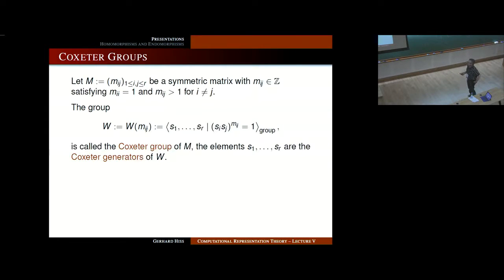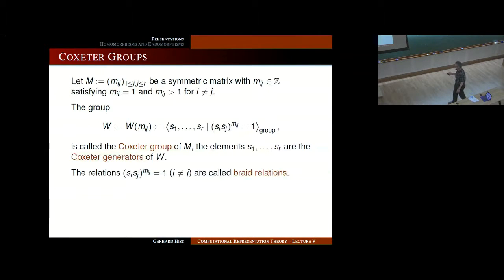Okay, anyway. Then you can define a group by these exponents, a Coxeter group. So it's generated by a set S1 up to SR, and the single relations are Si Sj to the Mij equal to 1. And since Mii is 1, I want Si squared equal to 1. I would need Mii to be equal to 2. Yeah? Okay.